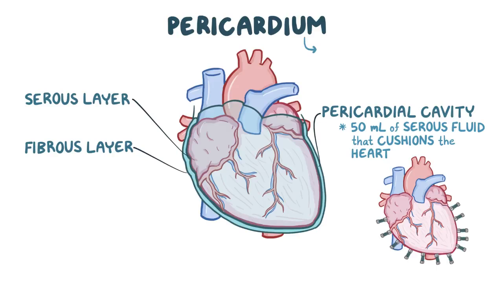The pericardium also fixes the heart to the mediastinum to prevent it from twisting, so that the big vessels don't get pinched shut.